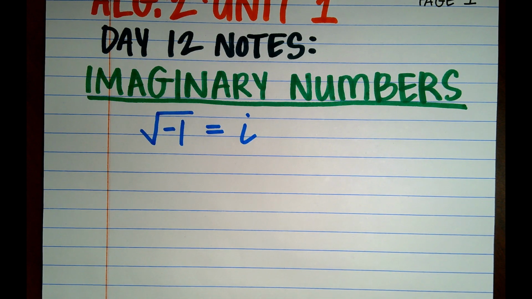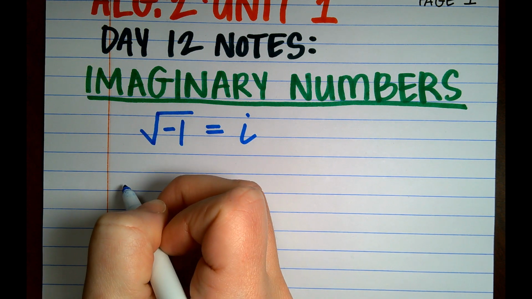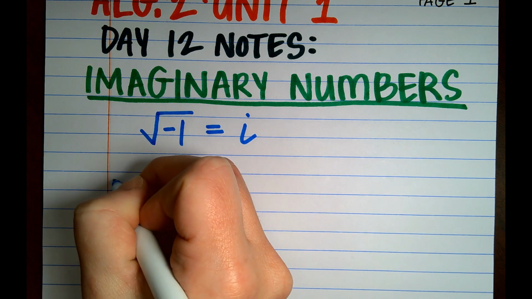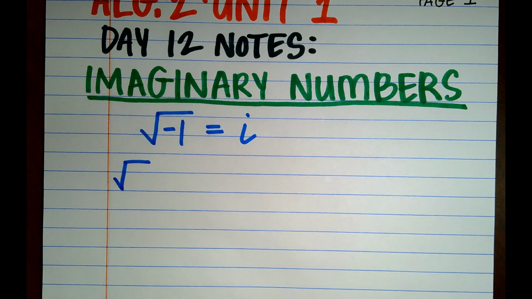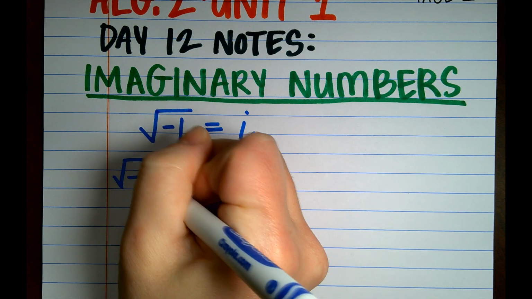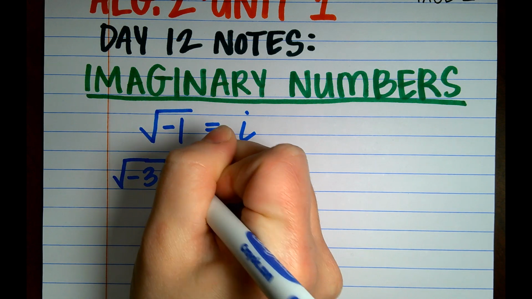So let's talk about a few examples. If I, for example, have the square root of negative 36.